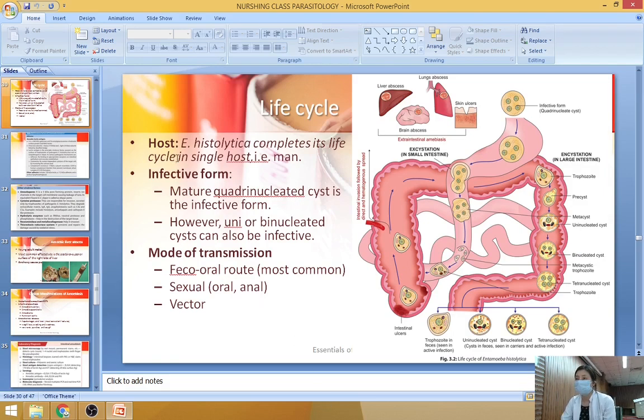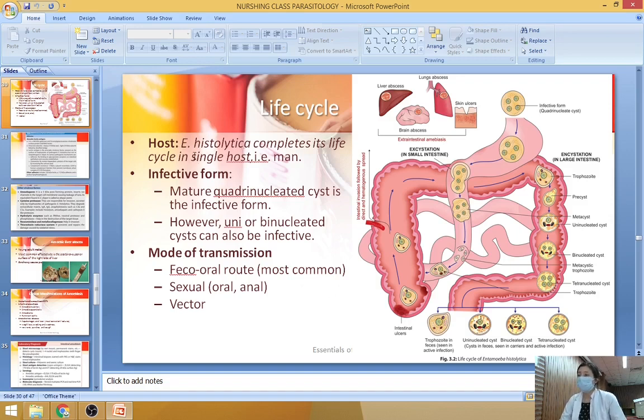What do you call it when they complete their life cycle in a single host? Monoxenous life cycle, ma'am. Simple, ma'am. Simple, correct. Direct or simple, okay. So Entamoeba histolytica completes its life cycle in a single host. That is the only one host, and that is man, okay.